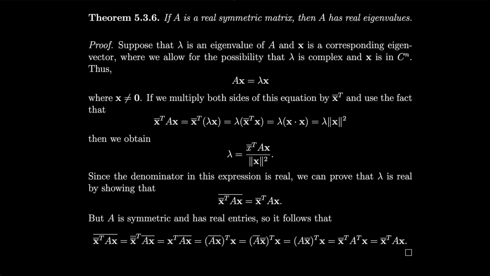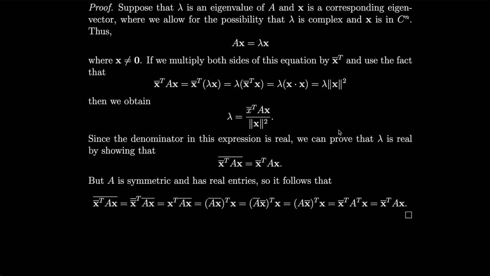So that means that we'll just have to divide both sides by that. We'll put that over here. Remember, x is not 0, so we can do that. So that means that lambda is equal to the conjugate transpose of x times Ax divided by the length of x squared. Since the denominator in this expression is real, we can prove that lambda is real by showing that the conjugate of the numerator is equal to itself, basically. But A is symmetric, and it has real entries.